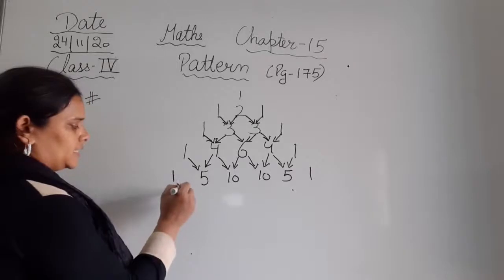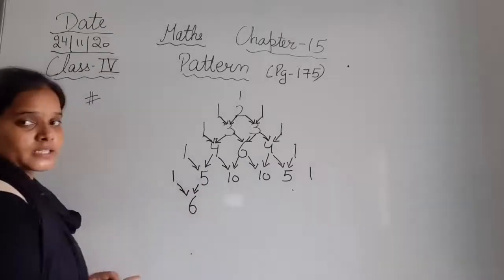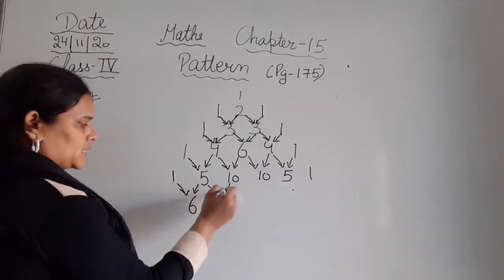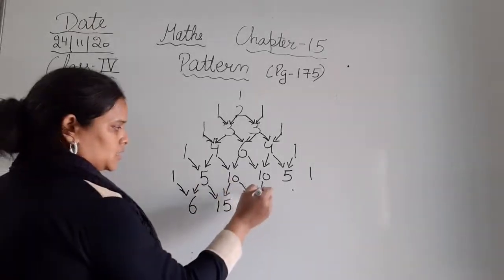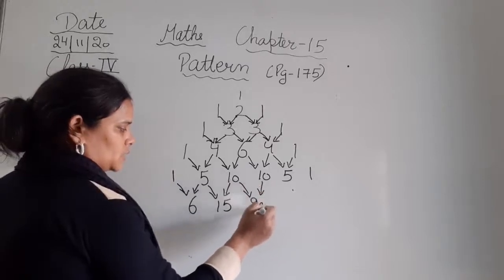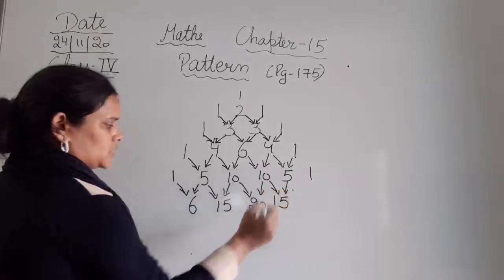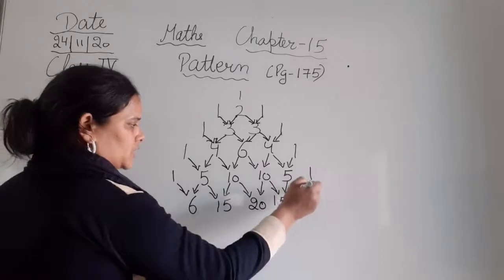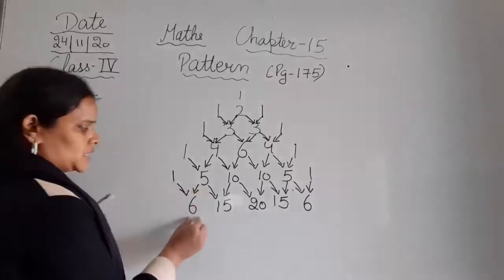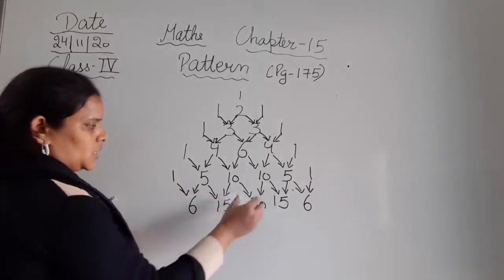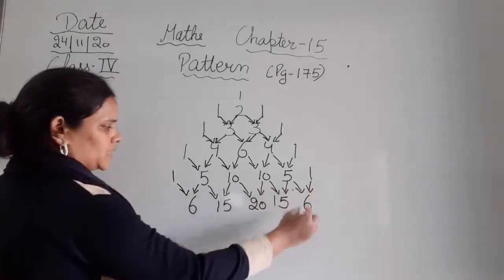Now let's add 1 and 5. 1 plus 5 is 6, 5 plus 10 is 15, 10 plus 10 is 20, 10 plus 5 is 15, and 5 plus 1 is 6.